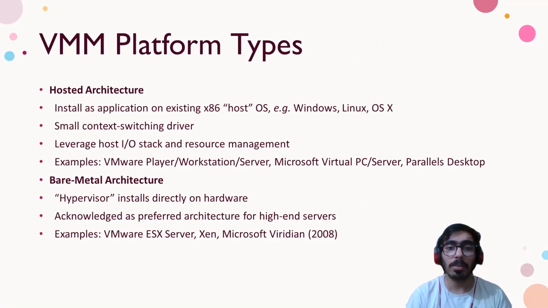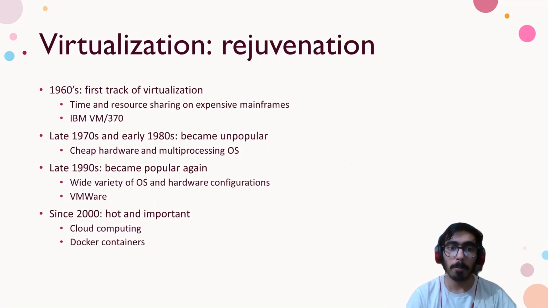So these are the platform types. It could be installed as applications on an operating system, for example, VMware or VirtualBox, or it could be a bare metal architecture like we talked about earlier. No guest OS, just a virtual machine system. Now, this is the history of virtualization, how it started in the 60s, and now we have this super awesome technology called containerization. We'll talk about it at the end.